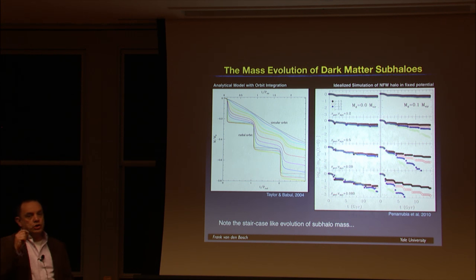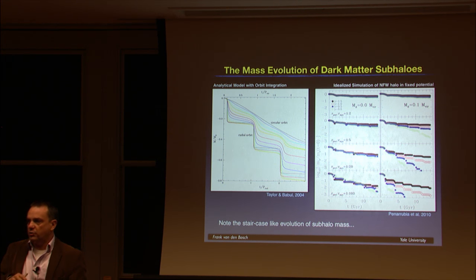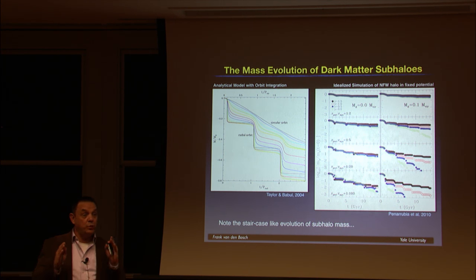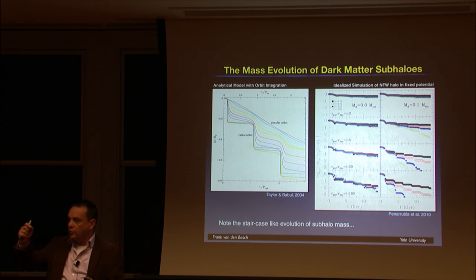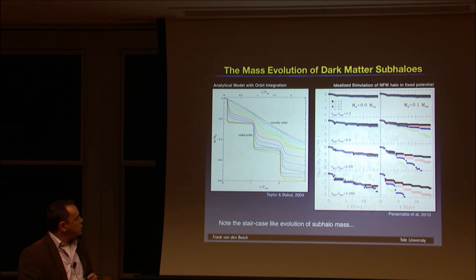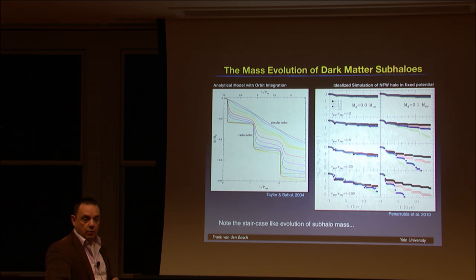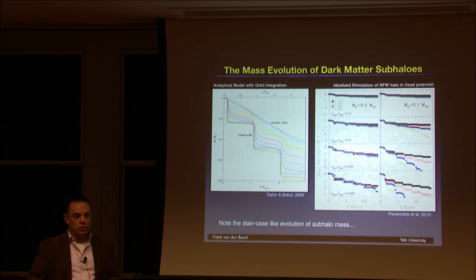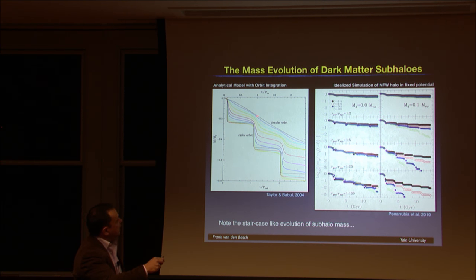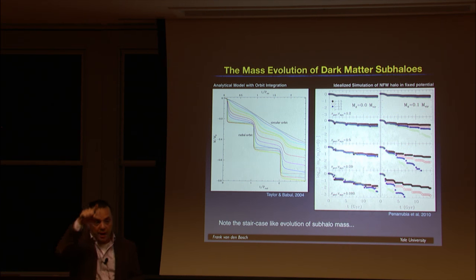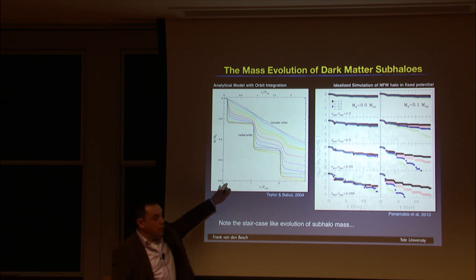The first one is related to the mass evolution of subhalos. And before you go and do anything, you always have to ask yourself, what do I expect? So what do I expect how the mass of a subhalo evolves over time? And it's sort of shown here. This is from an analytical study by Taylor and Babul, 2004. This is the mass as a function of time for a subhalo as it moves around in the halo. And the idea is every time it has a pericentric passage, you strip off a new layer of mass. And that's why you get a staircase-like behavior. This is an analytical model.